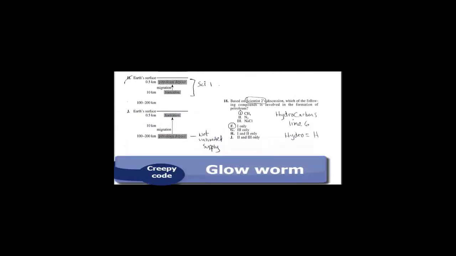So when you look at your answer choices here, we're looking for an answer choice that's going to say something about hydrocarbon. Hydrocarbon we found on line 6. Simply look at your answer choices. Hydrocarbon is represented by an H, hydrogen. Look here, 3 does not have an H in it, NaCl, out. Number 2, N2, that is out. There's no H or hydrogen in there.